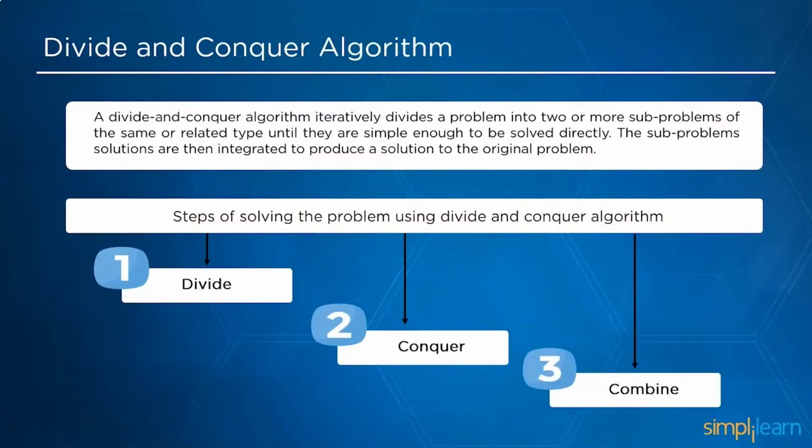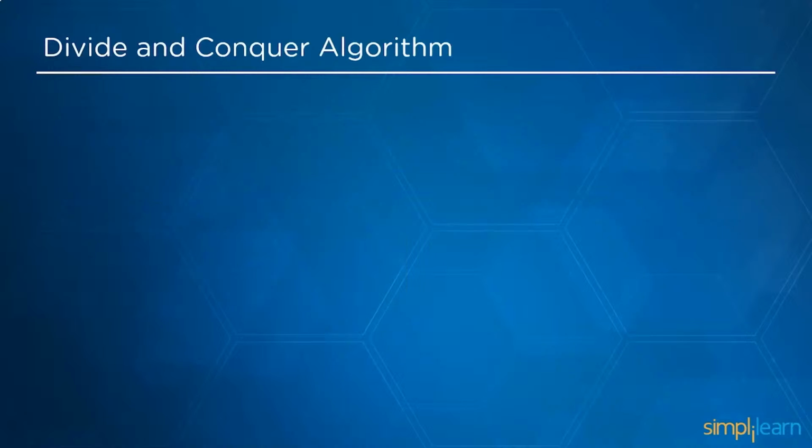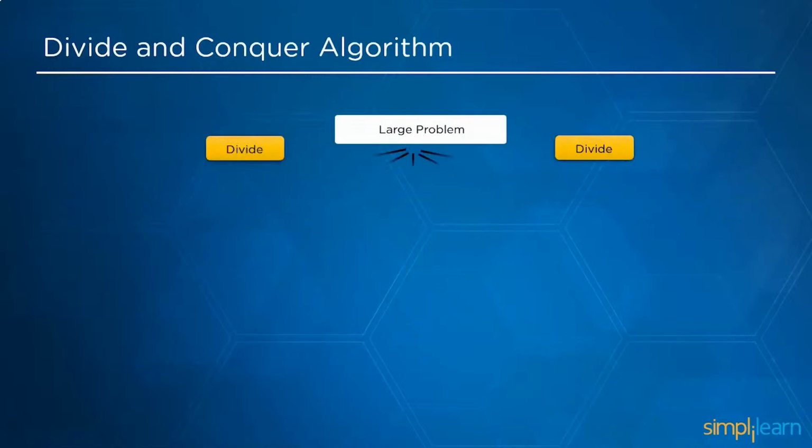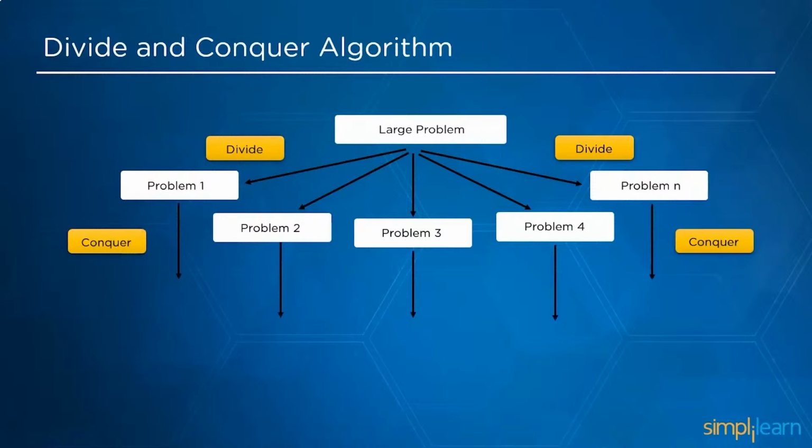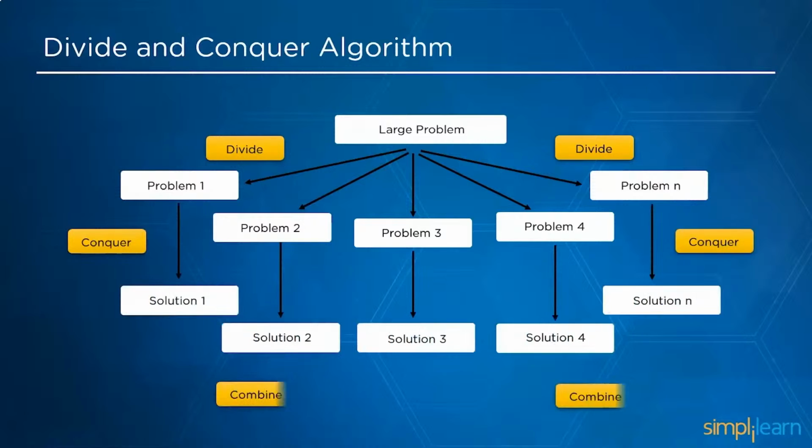There are three steps involved in the divide and conquer principle, that is, divide, conquer, and combine. The first step is to divide the significant problem into smaller subproblems. The second phase is to conquer the solutions to all divided subproblems. Then, the final step is to combine and merge all of the solutions to create a definite solution.